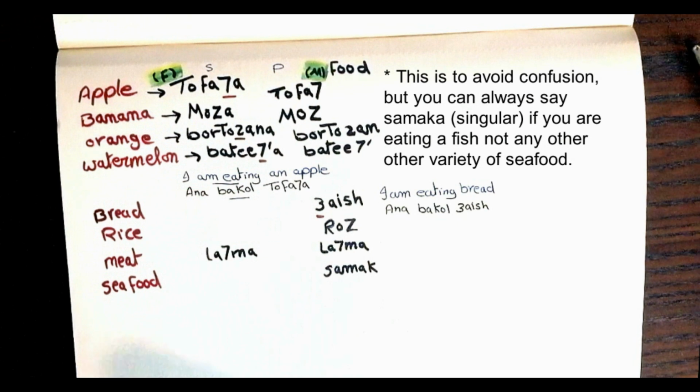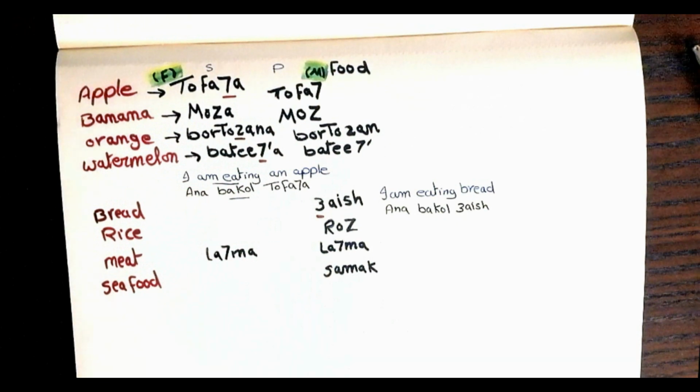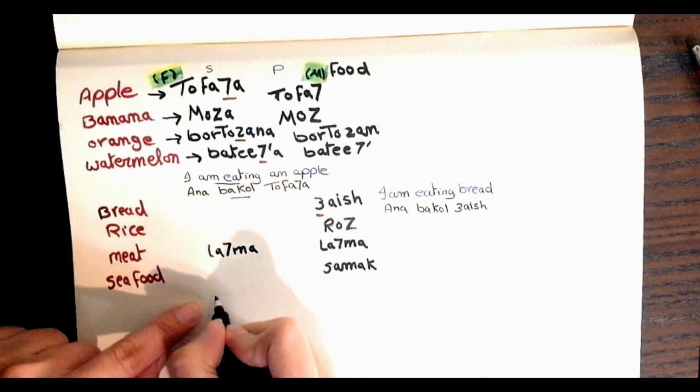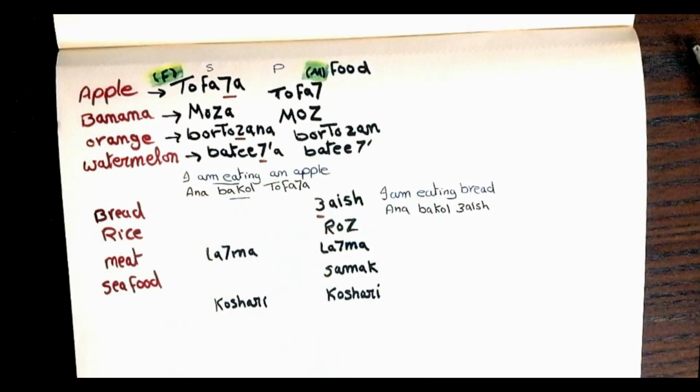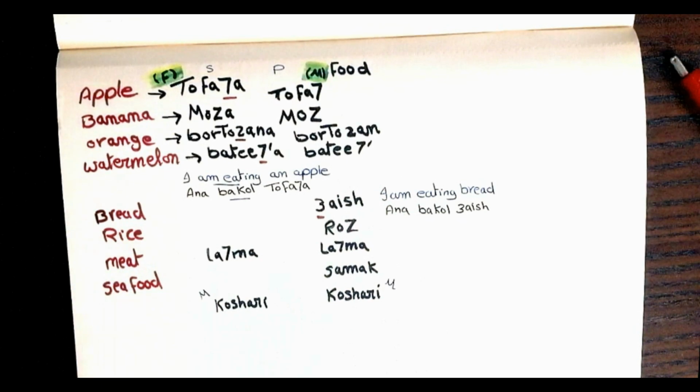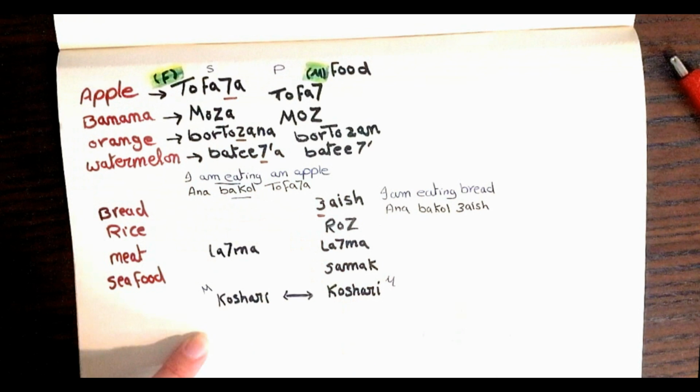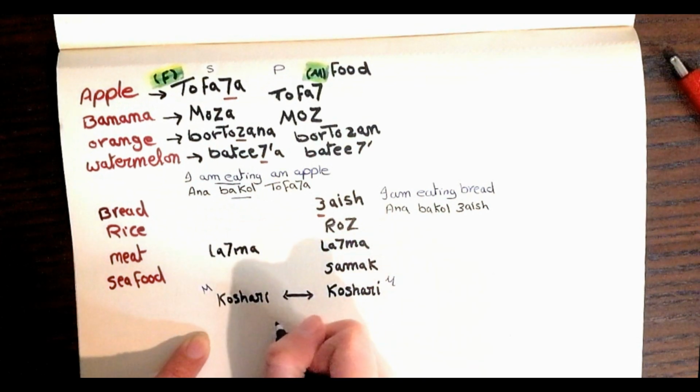So let's learn some of the famous Egyptian cooked food. Egyptian dishes like koshari, the famous Egyptian street food. There is no singular or plural form, so it's koshari, just koshari. And of course, koshari is a male word. Tamaya is also, there is also no singular or plural form for tamaya. So let me just write it in the middle here.